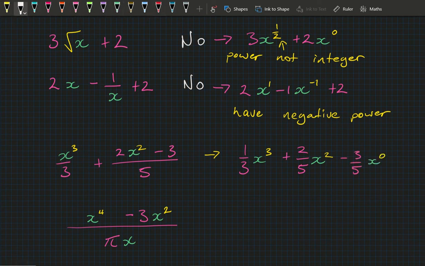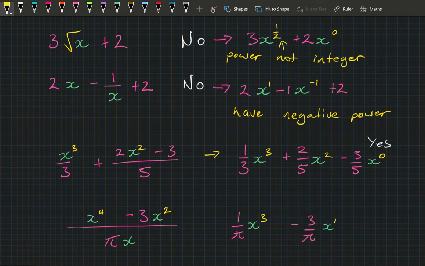And that is a legitimate polynomial, so that's good. And for the next one, I can just follow through with the algebra here. We've got x to the 4 divided by pi times x. So that cancels out 1 power for the x. So we've got 1 on pi times x to the 3. And the other one, we can do the same thing, but we've got minus 3 on pi. And x squared divided by x is x to the 1. So that's minus 3 on pi times x to the 1.